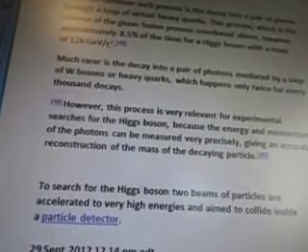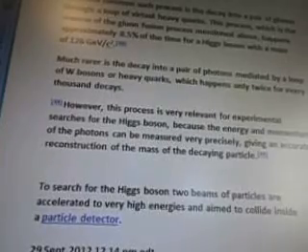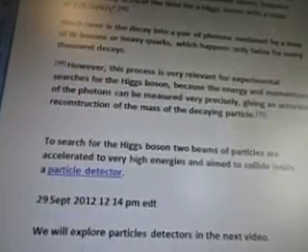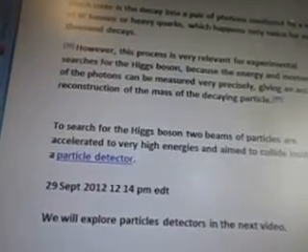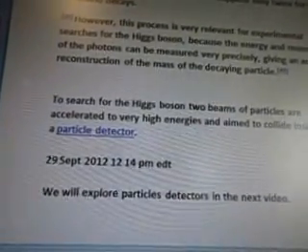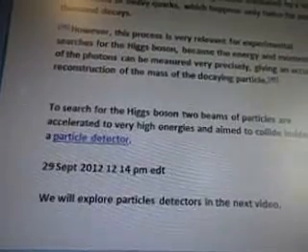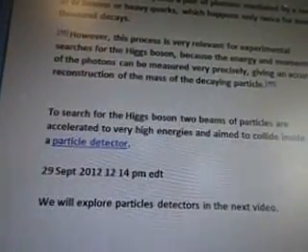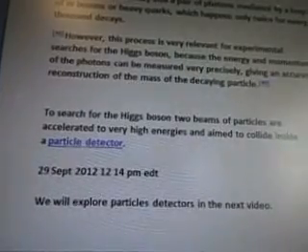Much rarer is the decay into a pair of photons mediated by a loop of W bosons or heavy quarks, which happens only twice for every 1,000 decays. However, this process is very relevant for experimental searches for the Higgs boson, because the energy and momentum of the photons can be measured very precisely, giving an accurate reconstruction of the mass of the decaying particle.